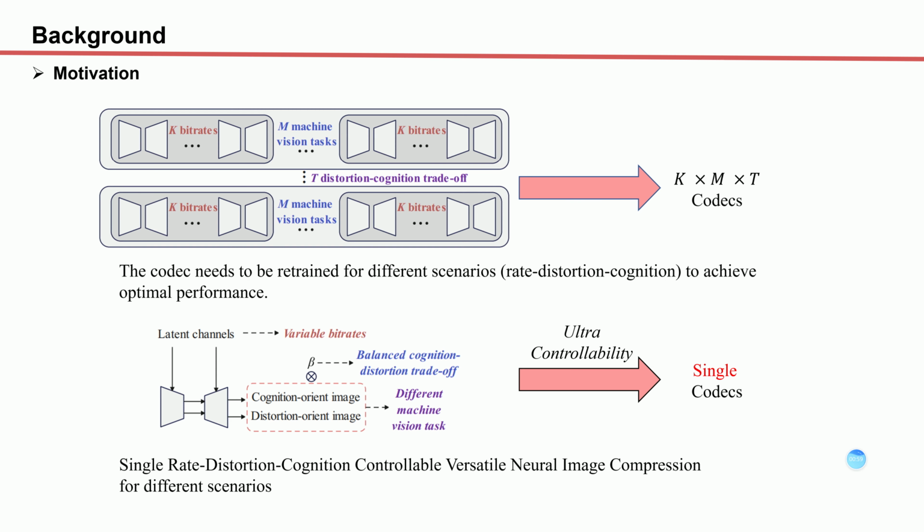Moreover, different bitrates, downstream tasks, and trade-offs between image distortion and task performance usually require different image compression network parameters, which poses a significant challenge in terms of training and storage resources. Therefore, we aim to propose an image compression method that can control the rate-distortion-cognition performance within a single network.